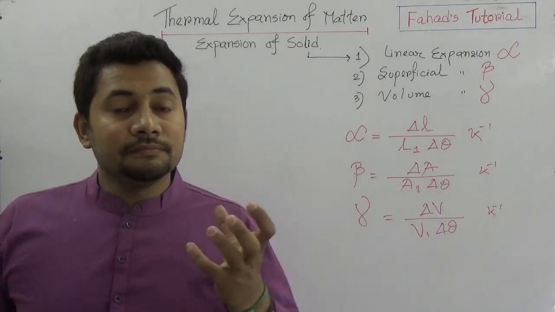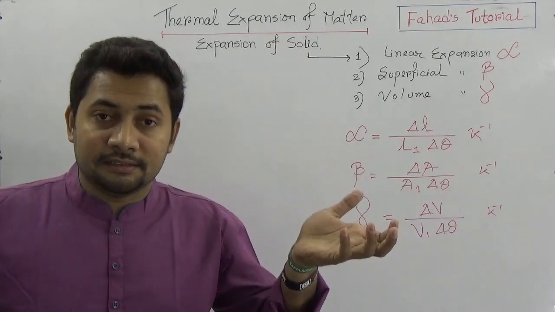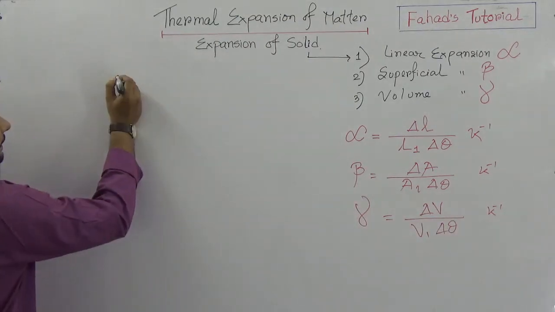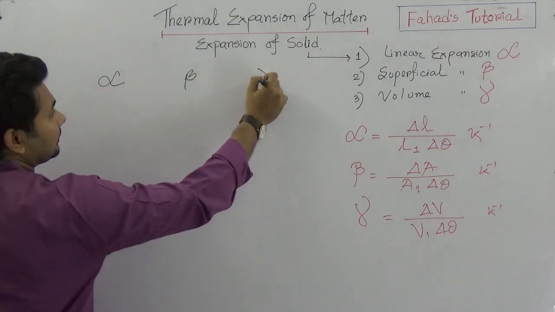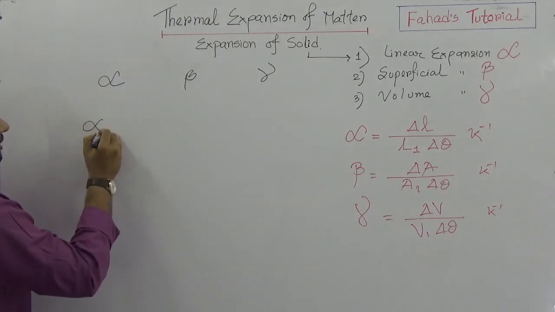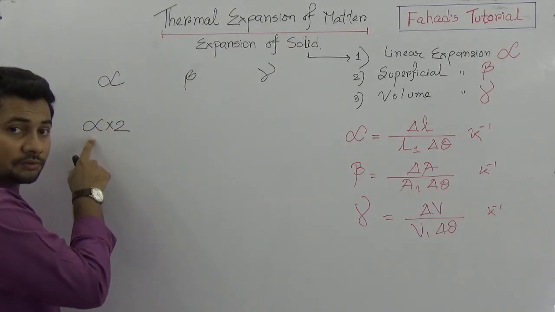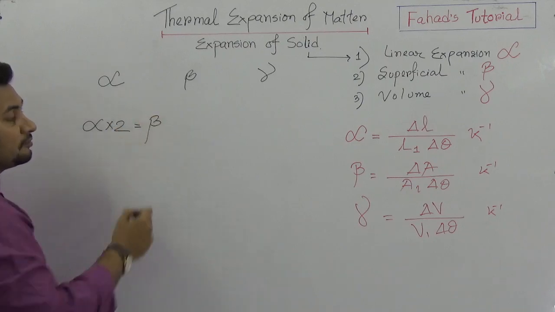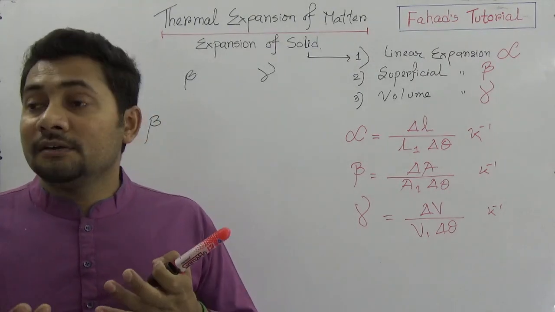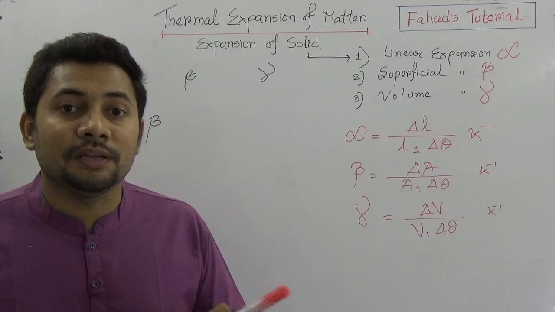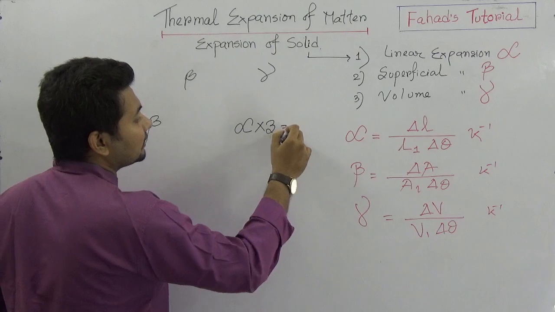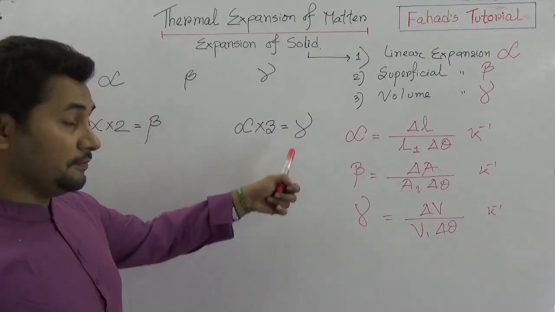In the same substance, like in case of iron or copper or glass or whatever, the alpha, beta and gamma have a relation. What is the relation? If you multiply alpha by 2, then you will have the value of beta, because we know that area is the multiplication of length and breadth, two lengths. And if I multiply alpha by 3, then I will have gamma, as it is volume.